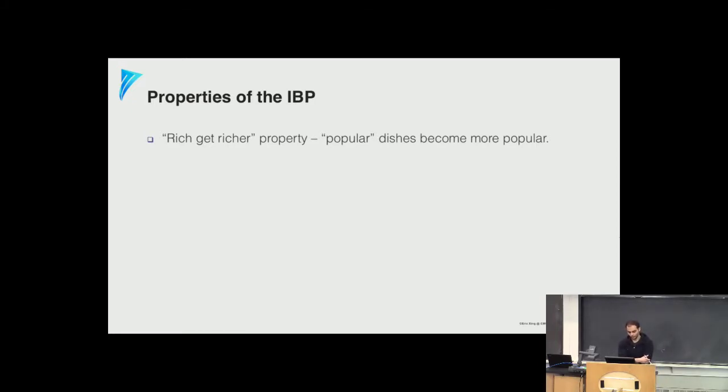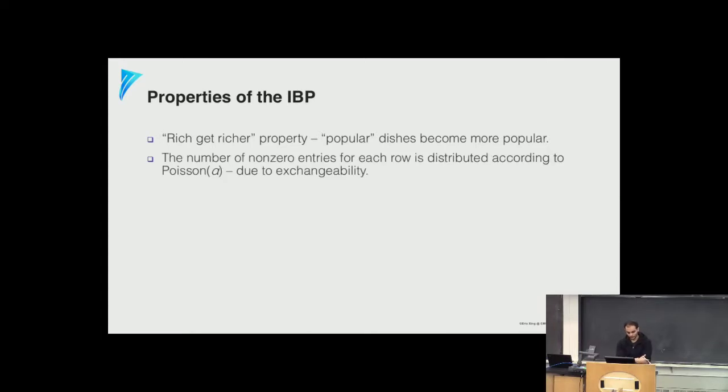The properties are that the most popular dishes, or the most popular components in our factor analysis model, are going to be more popular over time. So they will have much higher probability of being selected. The number of non-zero entries in every single row will be distributed according to Poisson. That's how we define the process. And this is due to exchangeability. We don't really care in which order the customers are entering. The sampling process for dishes stays the same.